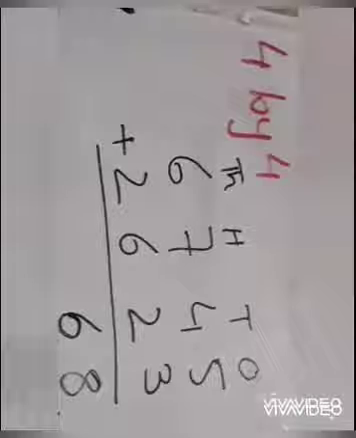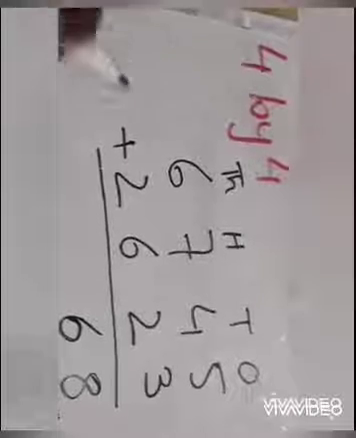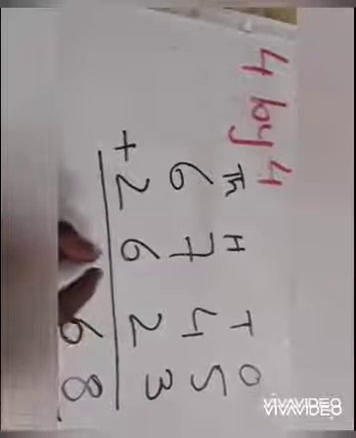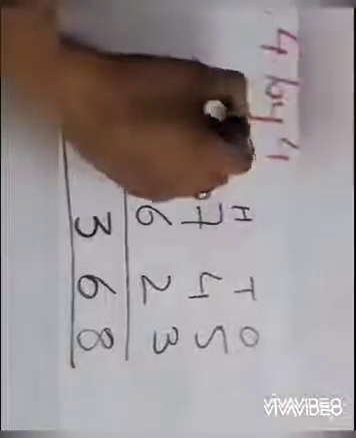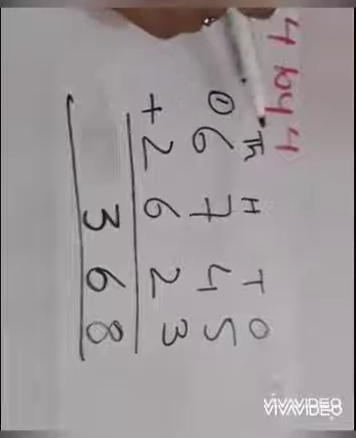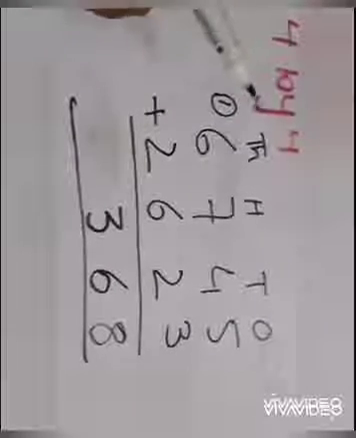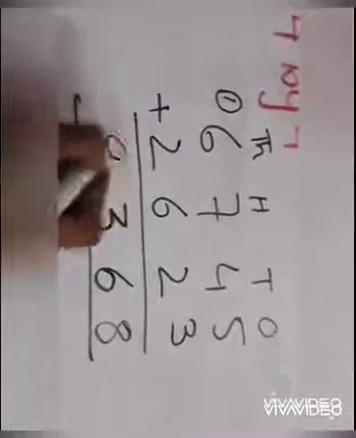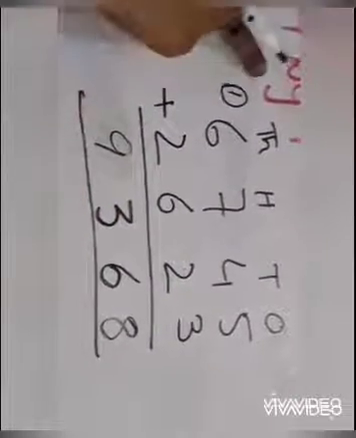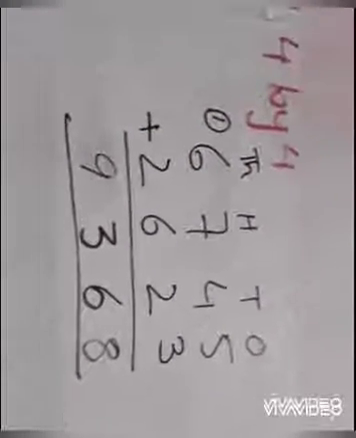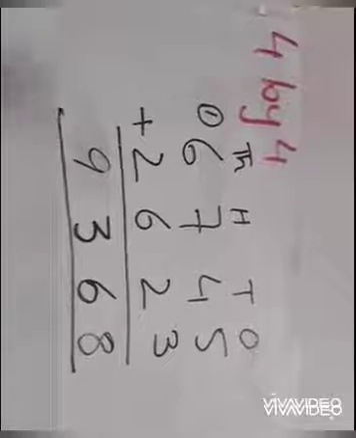Next is 700 and 600. When we add 7 in 6, it makes 13. So what we do? We will write 3 over here and 1 over here. So we read 6 as 6000 and 2 as 2000. When we add 6 in 2, it makes a 6, 7, 8 and 1, 9. We read it as 9368.